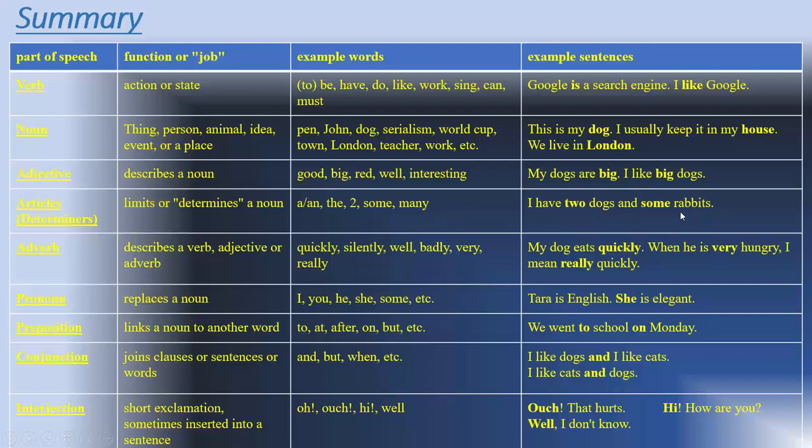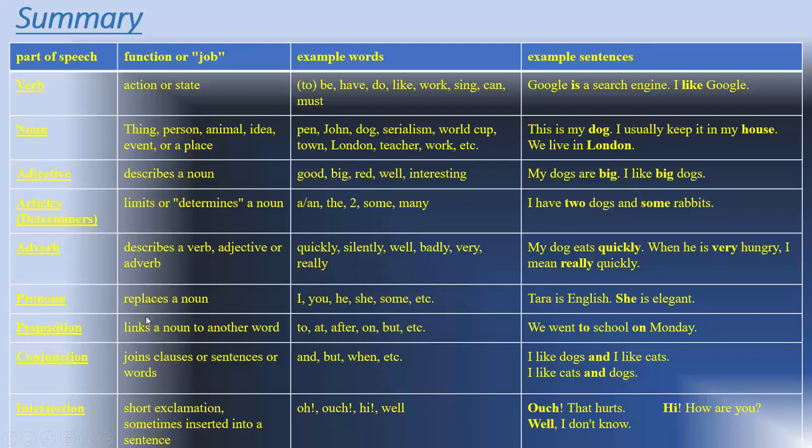Articles, determiners sometimes it's said, limit or determine a noun, and to some number. I have 2 dogs and some rabbits. Adverb. Of course, sometimes articles are considered as adjectives too. Adverb describes a verb, adjective, or an adverb: quickly, silently, well, and so on.